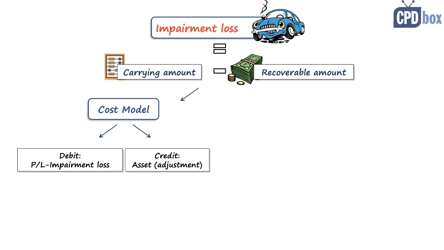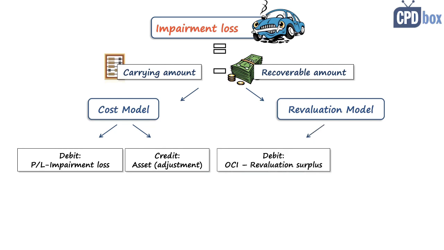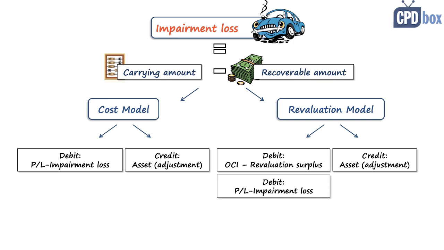But when you carry your assets under review at revalued amount, for example, in accordance with the revaluation model under IAS 16, then any impairment loss shall be treated as a revaluation decrease in accordance with that standard. So in this case, you debit other comprehensive income, in line with IAS 16 for the revaluation model, and credit the asset or adjustment account. But if there's no revaluation surplus in equity or other comprehensive income, then the impairment is debited in profit or loss immediately, even if it's the revaluation model.